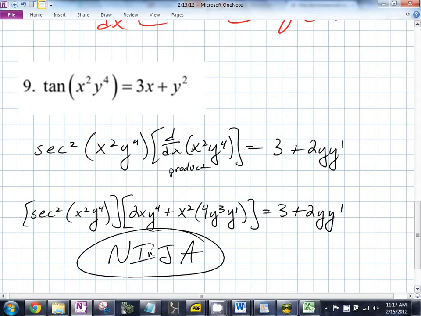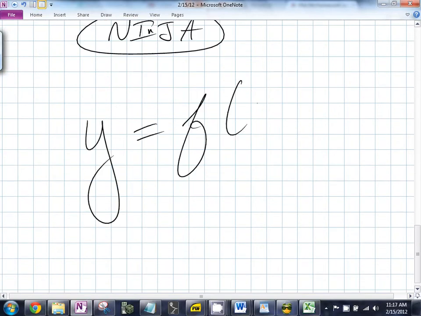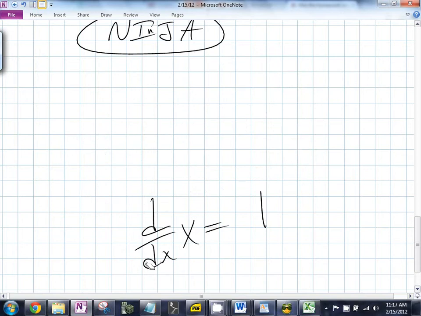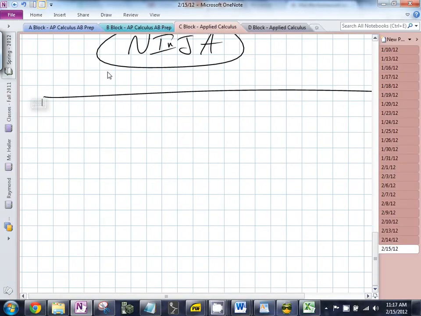I don't understand everything except where the y primes come from. Once again, I'm going to say for the 1,000,000th time, y is in terms of f of x. d/dx of x is 1, but d/dx of this is y prime. Okay. Just got to believe it.